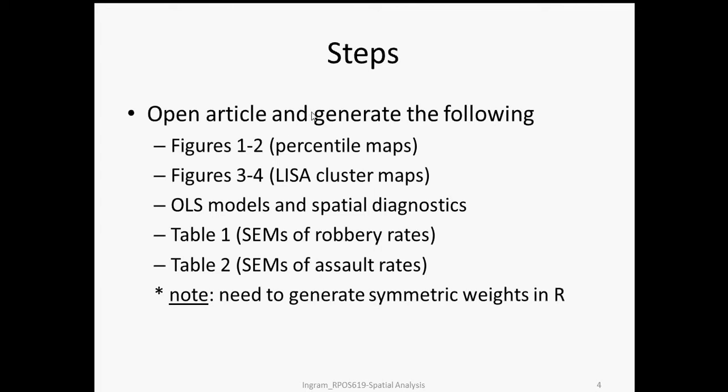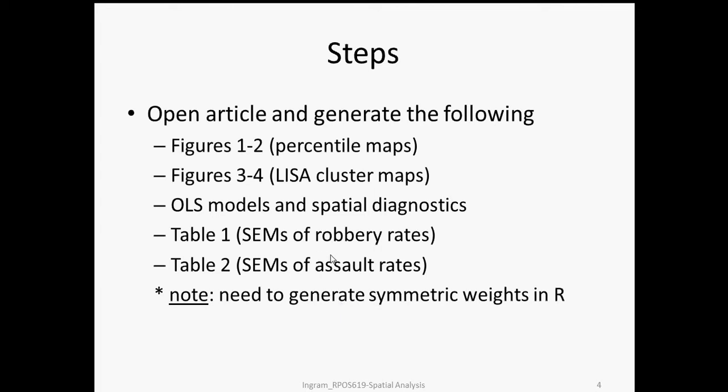Just a reminder that the weights matrix used by the authors has a 15 nearest neighbors specification, and it's a symmetric weights matrix, so we'll need to generate that in R. You should have generated that already for the LISA cluster maps in order to do the exploratory analysis that led to the LISA cluster maps, so I assume that you already have that in memory.